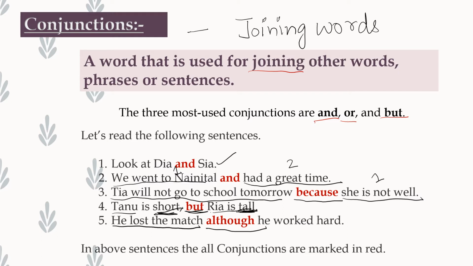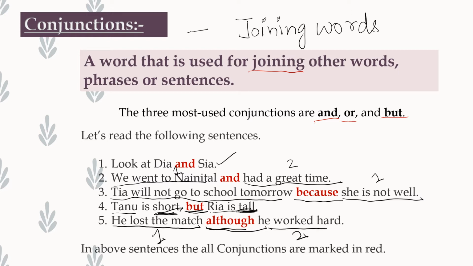First is he lost the match. If we had to write a reason he lost the match because he was ill, or because he didn't come on time, because the weather was not good, so that would be the reason. In that case we apply because. And although is placed when we are saying that he lost the match. Although means he worked very hard for it, but still he lost the match. So this was the second sentence, he worked hard.